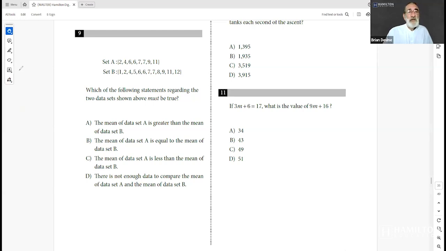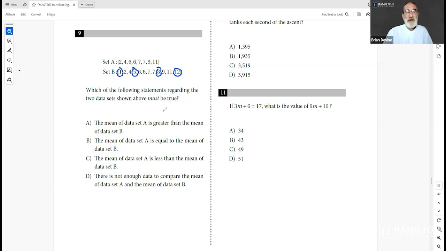Question 9. In question 9, we're given 2 sets. Set A has got so many elements in it. It looks like there's 8 of them. Set B has got so many elements in it. Looks like there's 12 of them. And as I look at them, I notice that, hey, set B really is set A, but I added in 1. I added in 5, I added in 8, and I added in 12. Other than that, they're the same set.